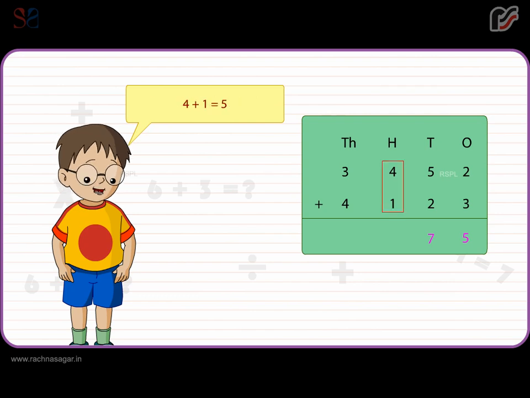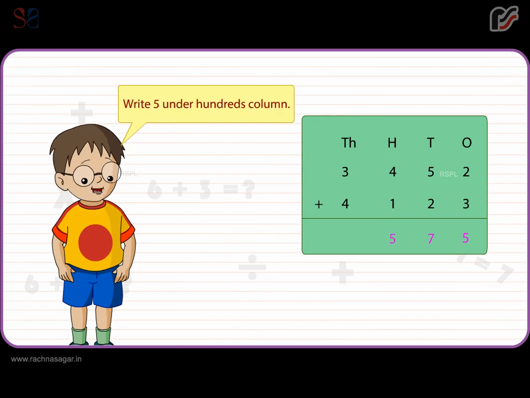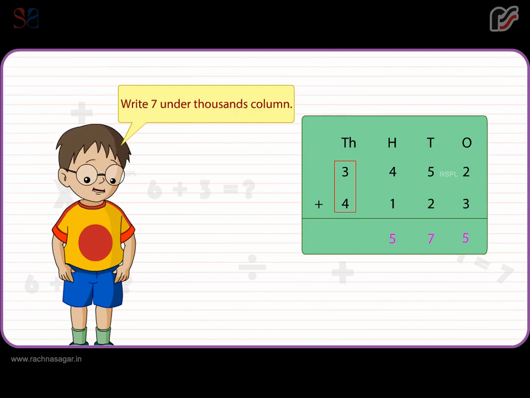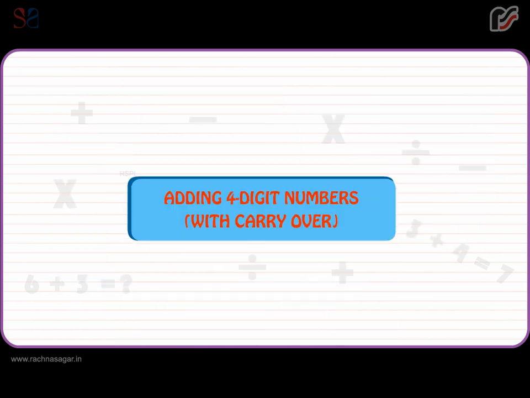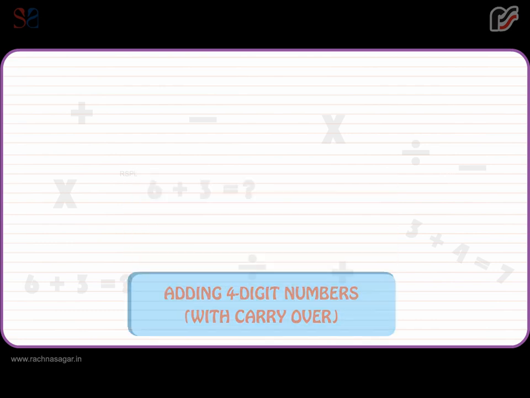Next add hundreds. 4 plus 1 is equal to 5. Write 5 under hundreds column. Finally add thousands. 3 plus 4 is equal to 7. Write 7 under thousands column. Thus, the sum is 7,575.